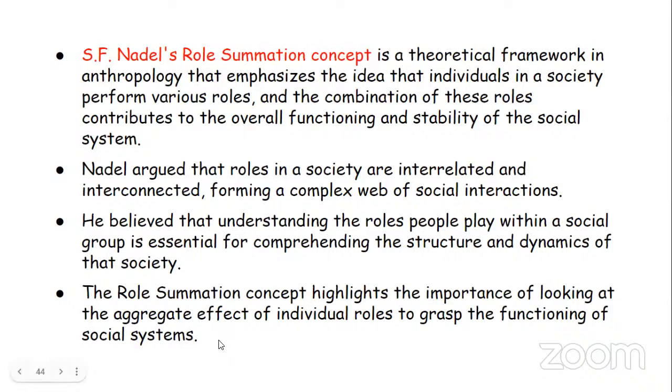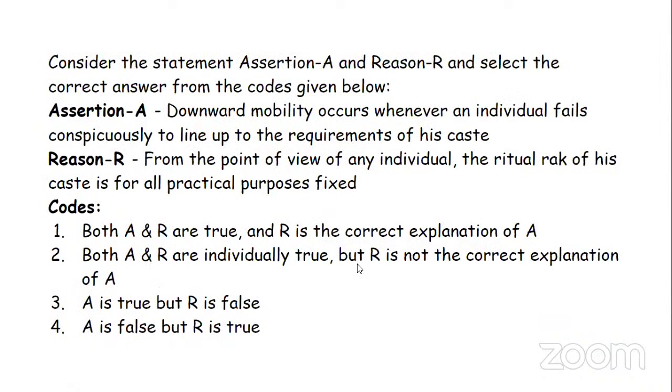Okay. So now let's move to our next question. It is an assertion and reasoning kind of question. So consider the statements, assertion A and reason R, and select the correct answer from the codes given below. Okay. So the assertion is: downward mobility occurs whenever an individual fails to conspicuously live up to the requirements of his caste. Then the reason given is: from the point of view of any individual, the ritual rank of his caste is for all practical purposes fixed. So, find the correct answer from the codes given below.